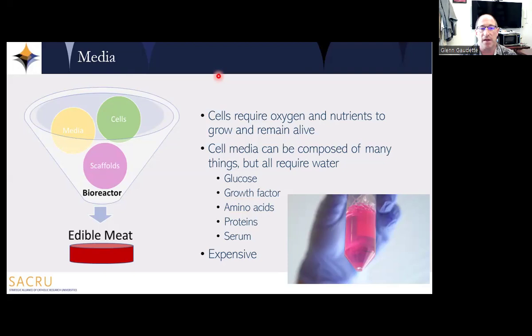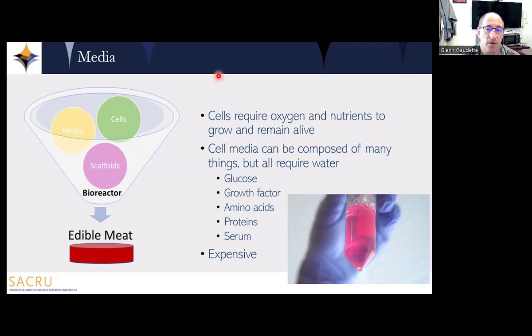So when we think about the cell media, we can add several things that cells need to survive. Glucose, for example, amino acids, proteins. We can also think about adding growth factors, and they could be useful for the cells to proliferate. They could be useful for the cells to differentiate and turn into the muscle cells. Quite frequently, we also think about using serum. We don't know exactly what is in the serum, but we know that it helps the cells grow.